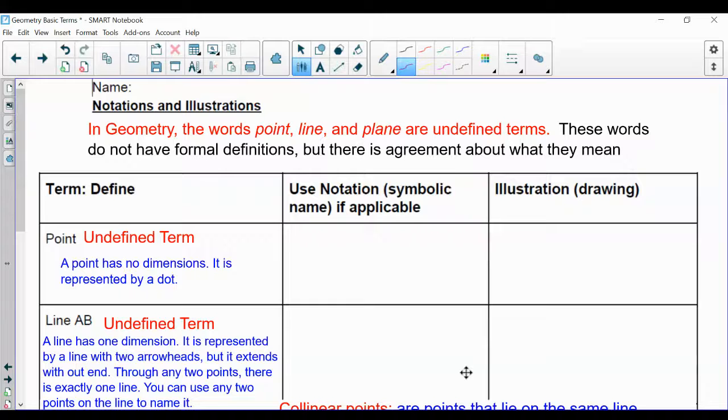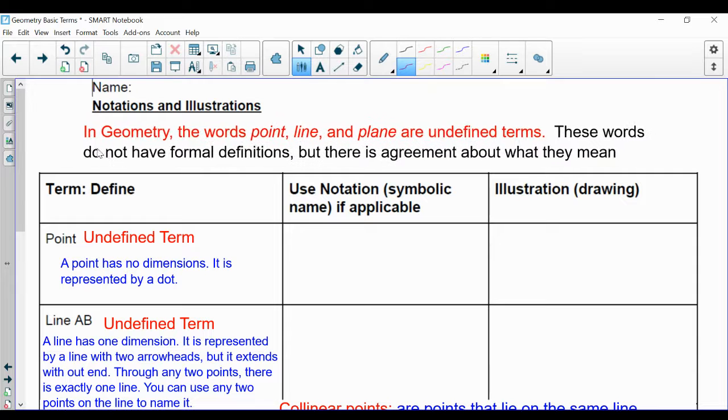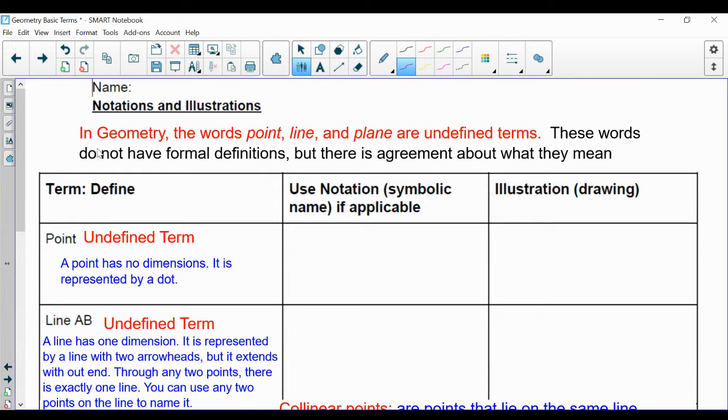Hi, everybody. I just want to go over this worksheet with you. One important thing that you're going to be doing here is learning how to draw the shapes and then using symbolic notation in order to identify them. One important thing that you need to write on your paper is this little add-on up here that is not on your paper. It's just about undefined terms.